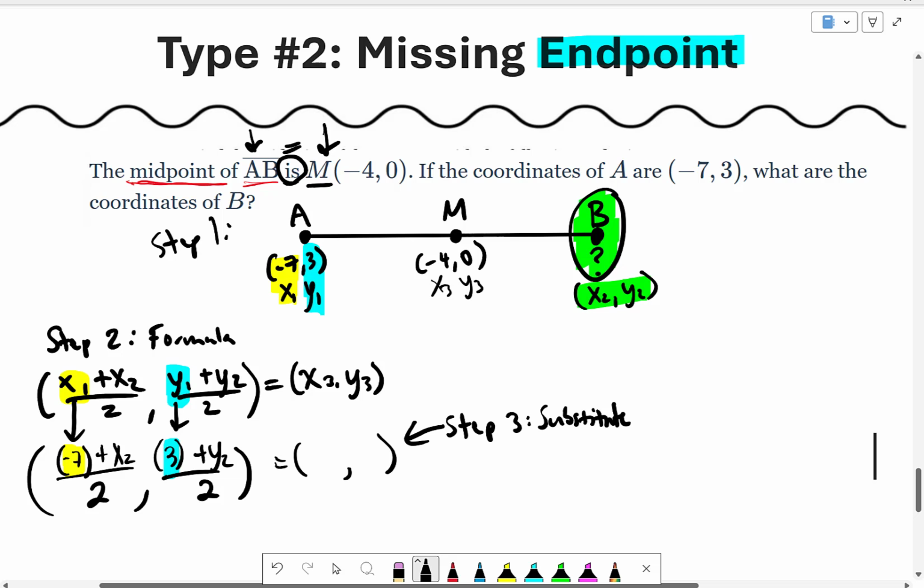But we do have the midpoint, and the midpoint is -4, 0. So x3 is -4 and y3 is 0. So now we're going to create two equations. This one equals that coordinate, and this one equals that coordinate.